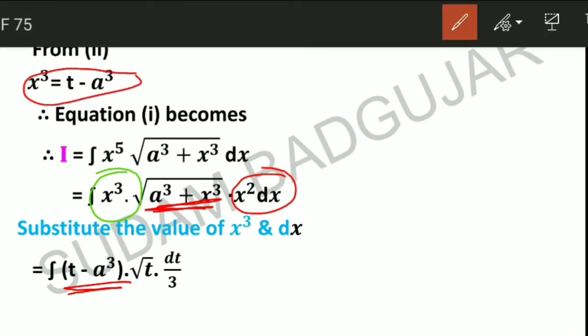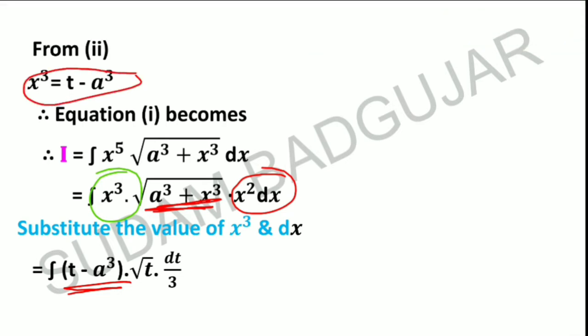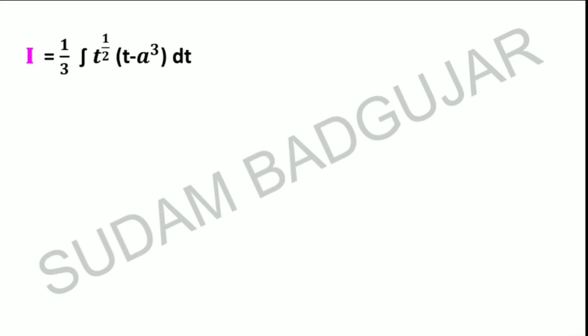x cube is this one. Then open this bracket. You will get integration of t minus a cube into t raised to half into dt, so into dt by 3. So you have to write 1 by 3 outside. Then I is equal to 1 by 3 into integration of t raised to half into t, which is nothing but t raised to 3 by 2 minus a cube into t raised to half into dt.